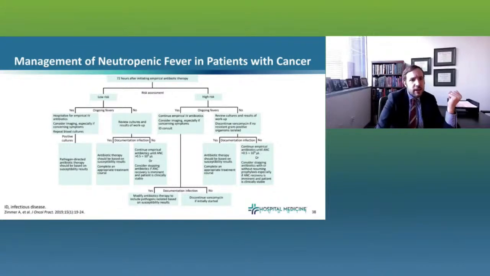Management of neutropenic fever in patients with cancer. This is kind of the same thing. We have our low risk and high risk. Again, I'll really stick to the high risk because more of these folks are going to be in the hospital. But yeah, your empiric IV antibiotics, your cultures, getting ID if necessary, modifying the antibiotics based on what you see. So I think that puts us to the end of the lecture slides, and we are back into questions.